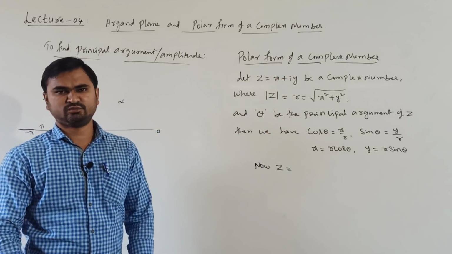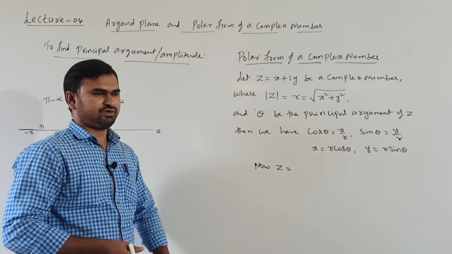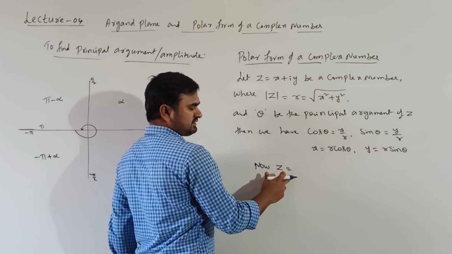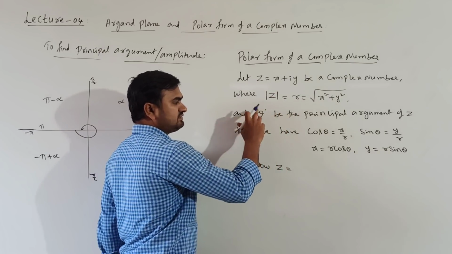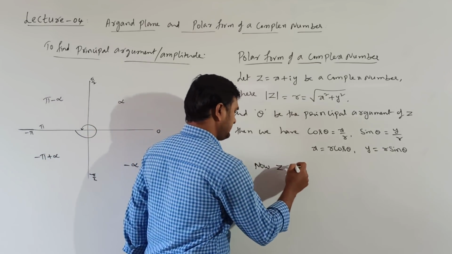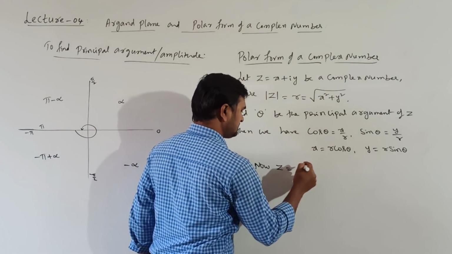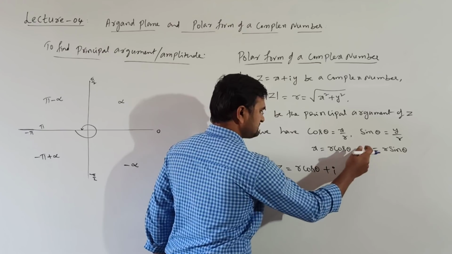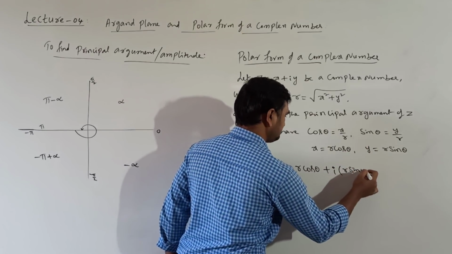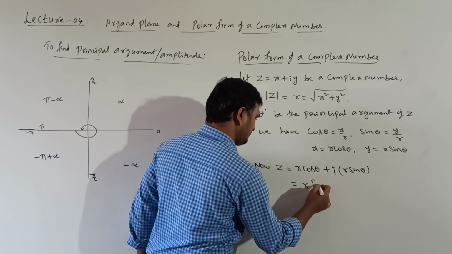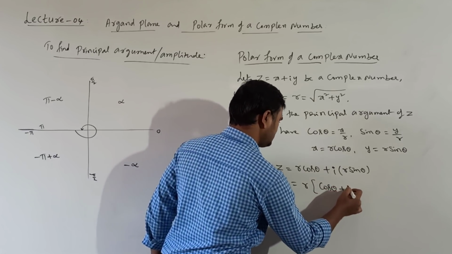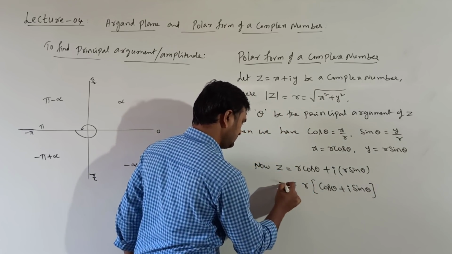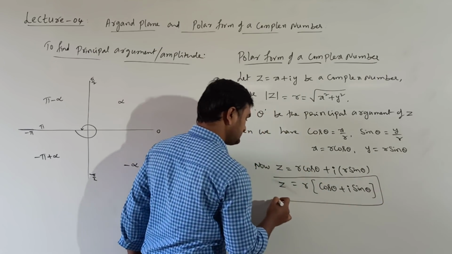Okay, the complex number is the same only, but we are writing in another form, where initially we have the complex number in terms of x and y. Now we are going to write the complex number in terms of r and theta. So now z we can write as x, which means r cos theta, plus i into y. What is y now? r sin theta. So if I take r common, cos theta plus i sin theta. So z is equal to r into cos theta plus i sin theta.